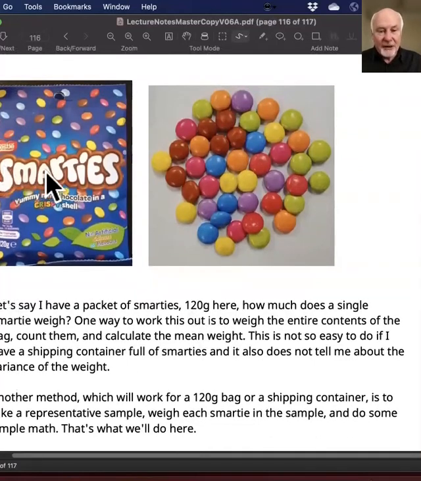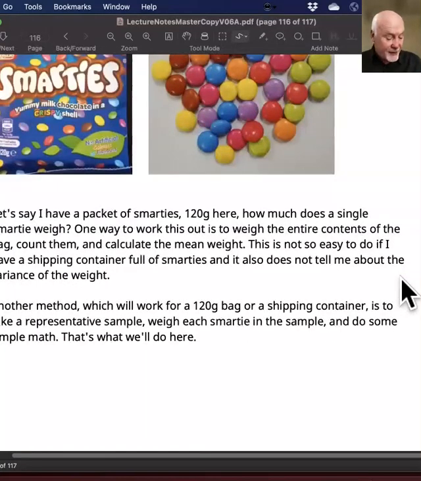So I started with a bag of what was labelled 120-gram bag of Smarties. And the question here is, how much does a Smartie weigh? So one way to do this is open the bag, just put all of the Smarties onto a set of scales, weigh them, and then count them, and divide the number of Smarties into the weight, and that would give me the mean weight of the Smarties. And indeed I did that, and I'll tell you the answer later.